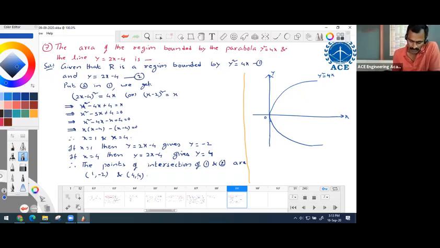At x equal to 4, y equal to 4. So the point is 4 comma 4. Next, the other point is at x equal to 1, y is minus 2 only. So this is minus 1, this is minus 2 only. At 1, minus 2 only.